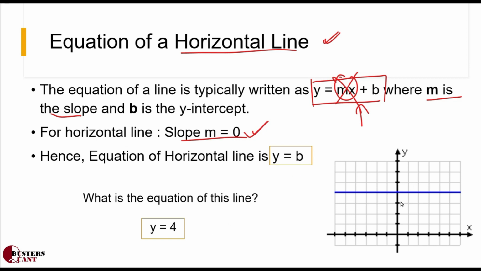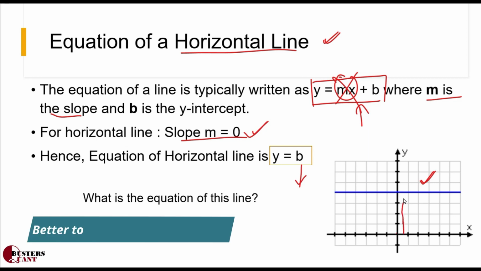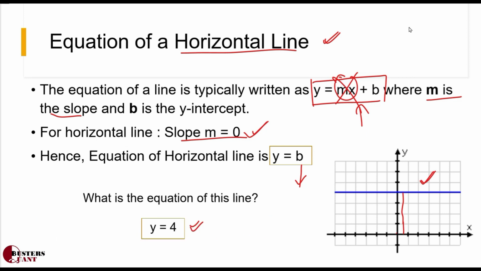For example, if I need to find the equation of this line, it will be y equal to b, where b is a constant. So we should know what is the value of b here. This is 1 unit, 1, 2, 3, 4. So y equal to 4 is the equation of this line. This way we need to calculate.